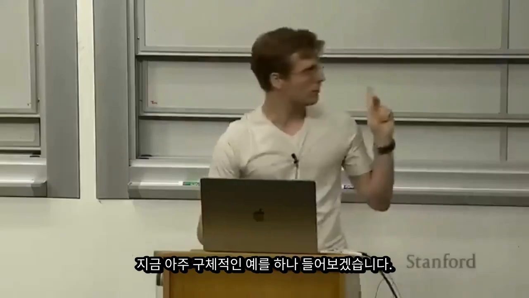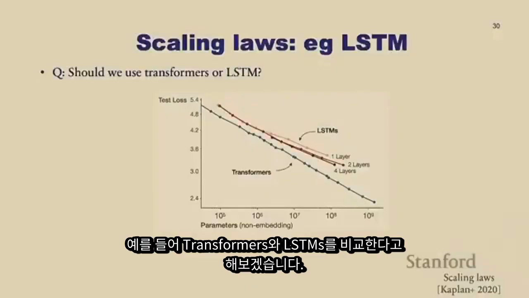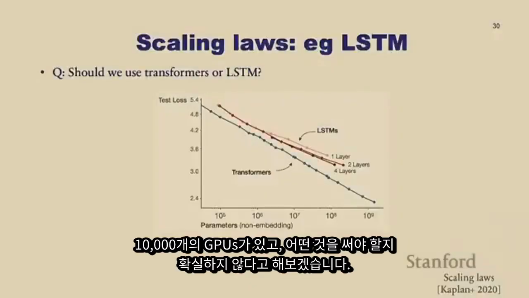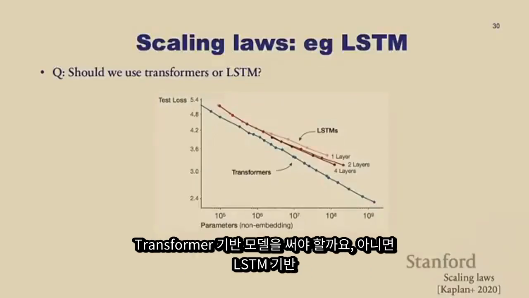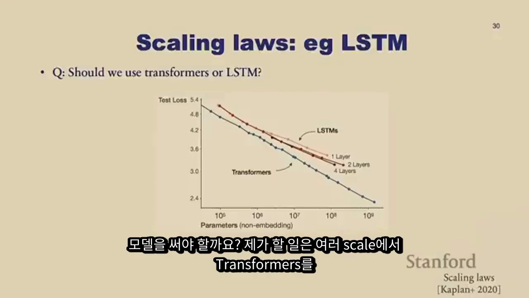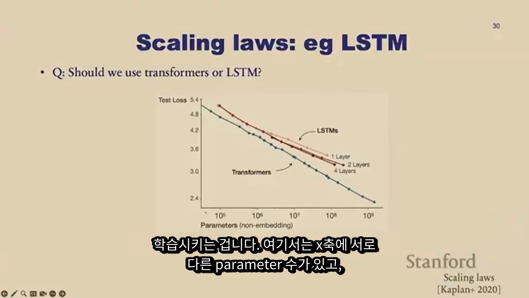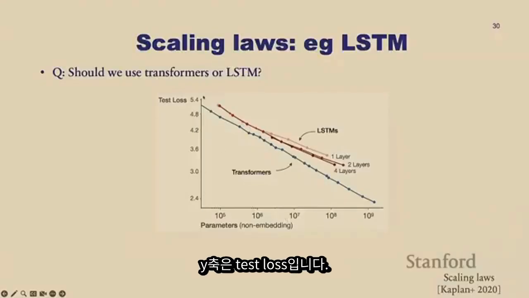I will give you a very concrete example right now. Let's say transformers versus LSTMs. Let's say you have these 10,000 GPUs. You're not sure which one you should be using. Should I be using a transformer-based model or an LSTM-based model? What I will do is I will train transformers at different scales. So here you see different parameters on the x-axis. Y-axis is my test loss.